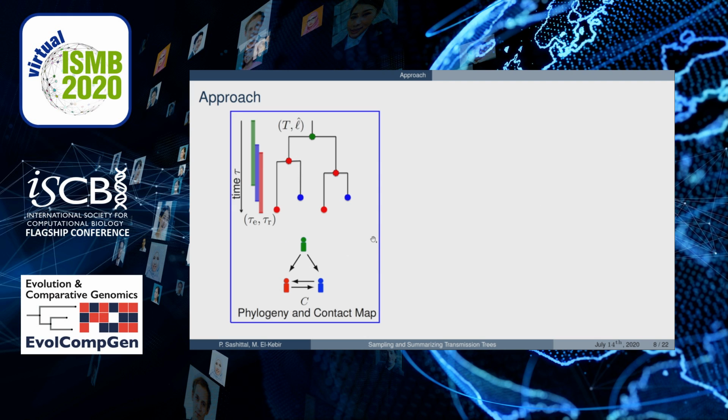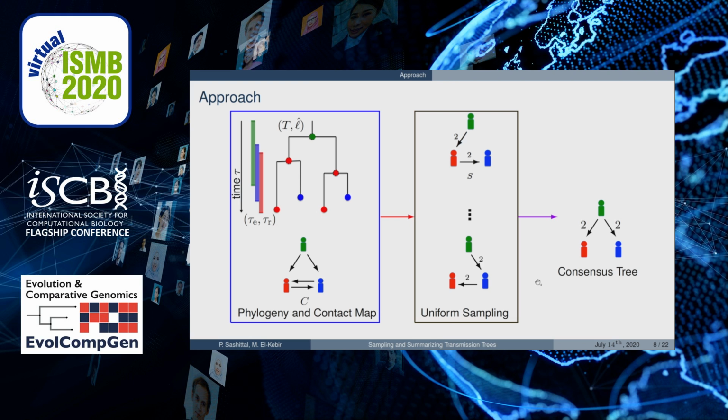So now that we know that multiple solutions are possible, we use the following approach. Given an input instance of phylogeny and contact map, we uniformly sample from the solution space, and then we use a consensus-based approach to get a consensus transmission tree for the outbreak. So we need 2 sets of methods, one that can uniformly sample the solution space of a problem instance, and another that can summarize that sampled solution.